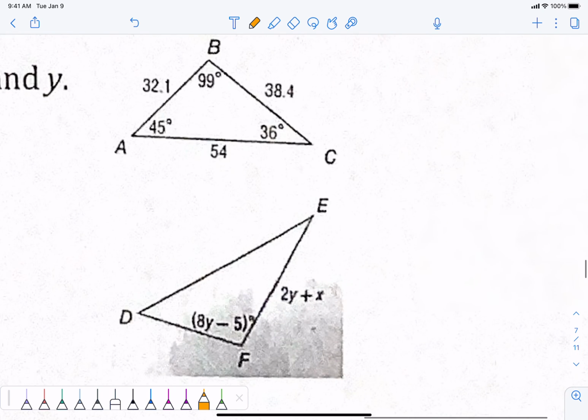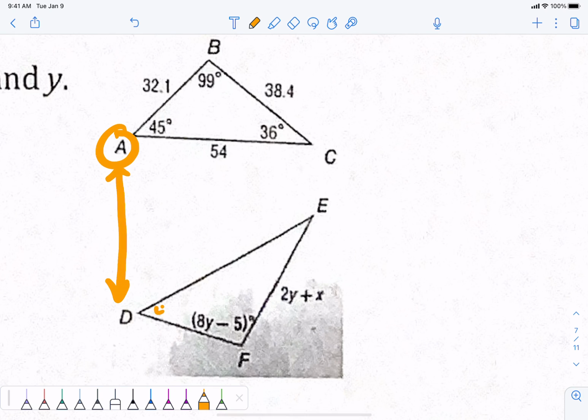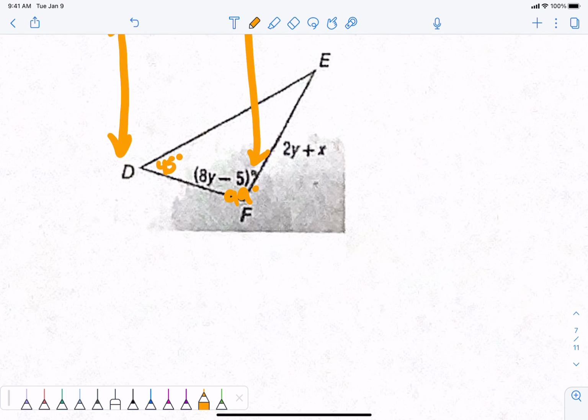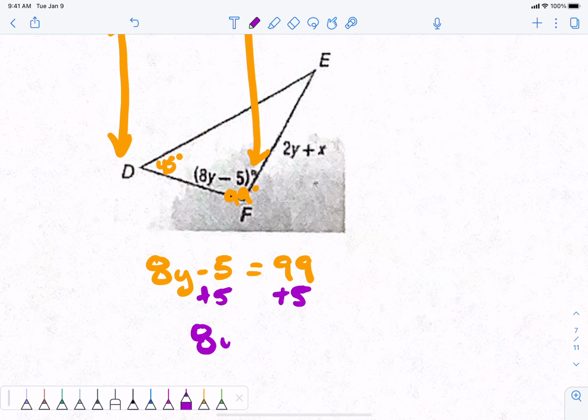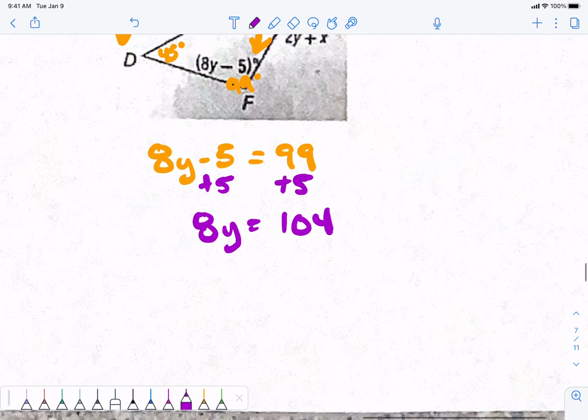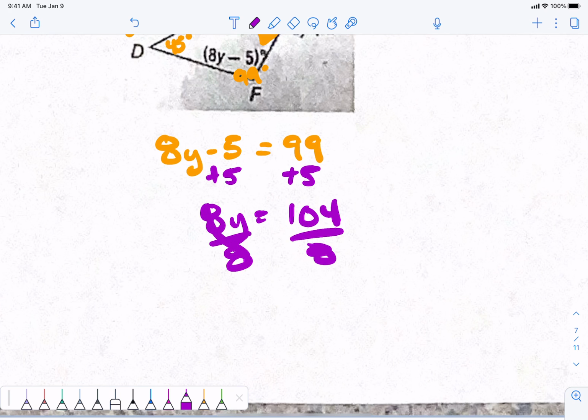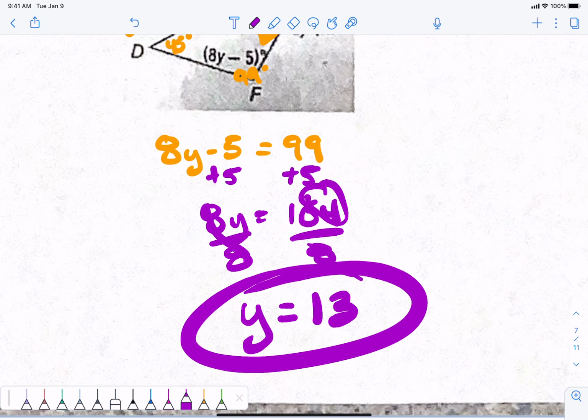Okay, so going over here to the diagram, they're having us solve for some things. So we know that A and D go together. So if A is 45, then D is 45. Then we know that B goes with F. So B is 99, so F is 99. Well, I can use that to solve for y, right? We know that 8y minus 5 has to be equal to 99. Then we just do the math. Let's add the 5 over. 8y equals 104. And then if we divide by 8, 10 divided by 8 is 1 with 2 left over, and that's 24. 24 divided by 8 is 3, so y is 13. Does that make sense? Yeah?